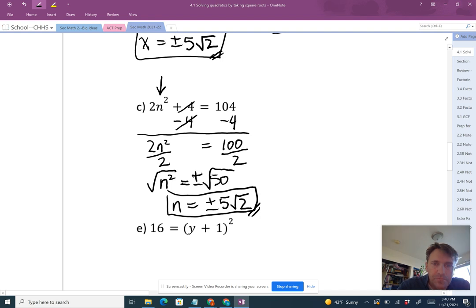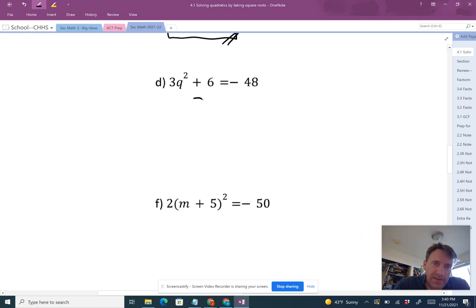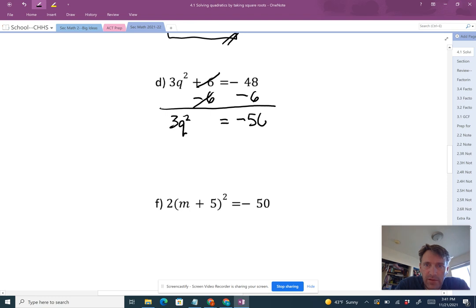All right, let's look at D. Moving right along here. 3q squared plus 6 equals negative 48. So I'm going to get rid of that plus 6, subtract 6, subtract 6. Cancels the 6, leaving 3q squared is equal to, and negative 48 minus 6 is negative 54. And then we divide both sides by 3 to get rid of the 3 that's by the q squared.